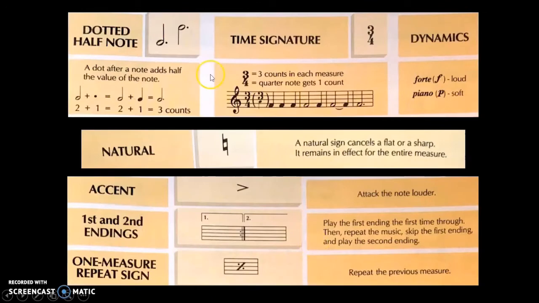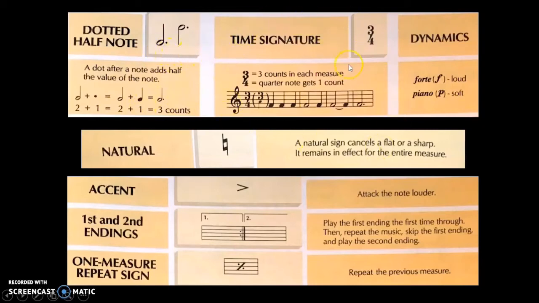Let's go on. Dotted half notes. A dot after a note adds half the value of the note. And we're talking about dotted half notes, so we have two beats, and half of two is one, so that dot means that we're adding one beat to those two beats. So then this is what it looks like here. 2 plus 1 equals 3 counts. So we hold those dotted half notes out for a full 3 counts.